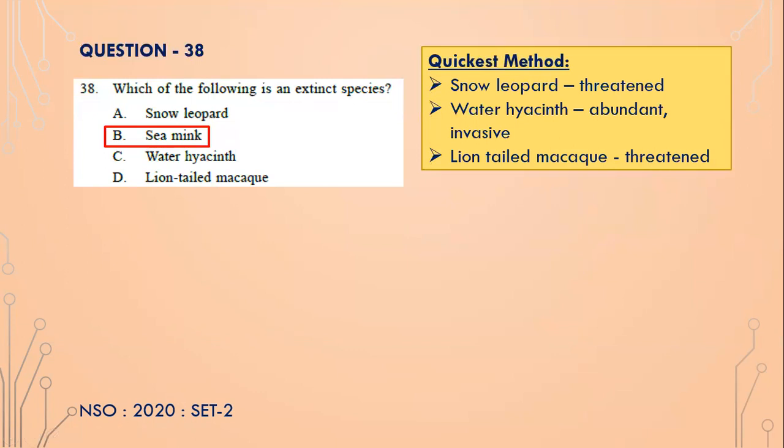Which of the following is an extinct species? So snow leopard is threatened, it is still not extinct. Water hyacinth is abundant and invasive. You must have seen many ponds covered with a plant having thick leaves. It is called water hyacinth. And lion-tailed macaque is threatened. It is still not extinct, but sea mink is extinct.